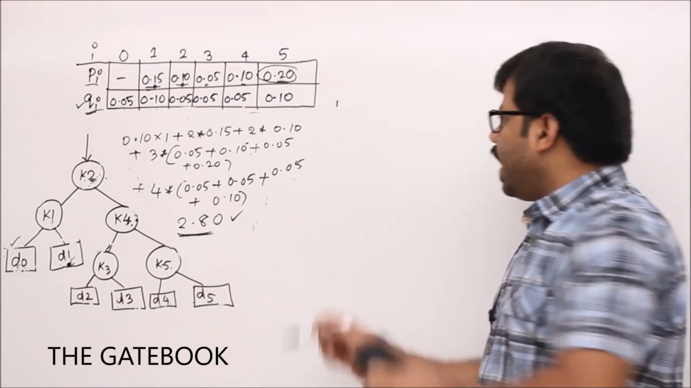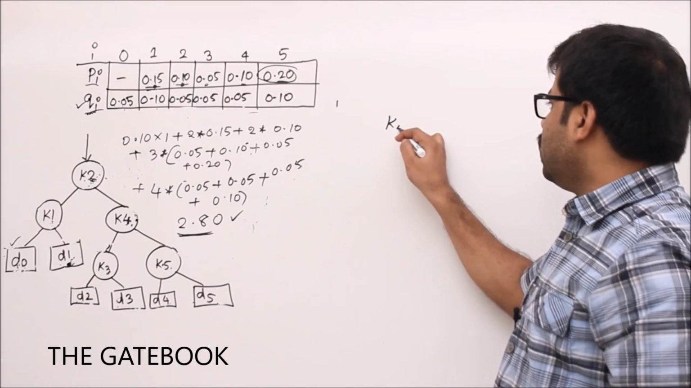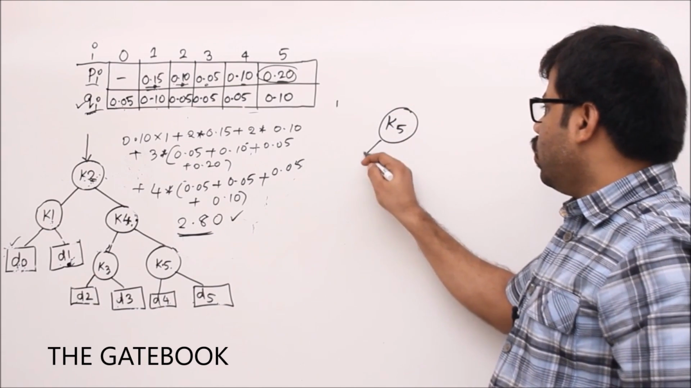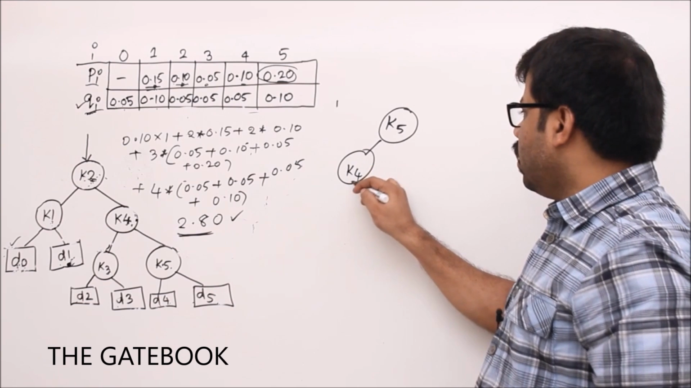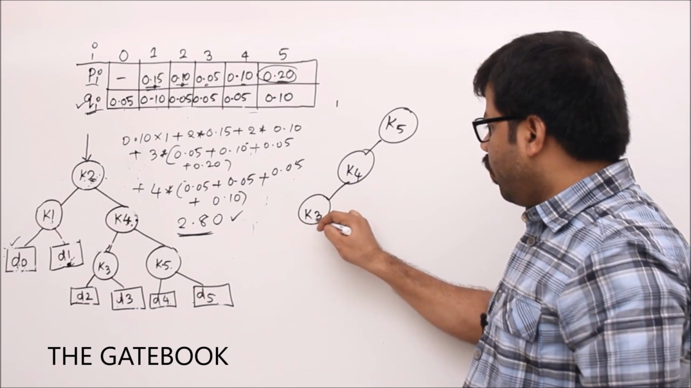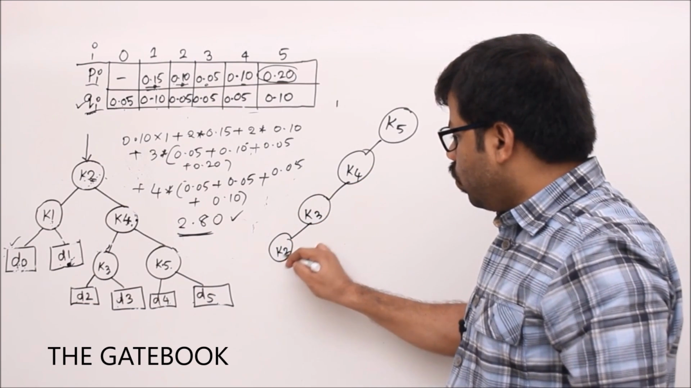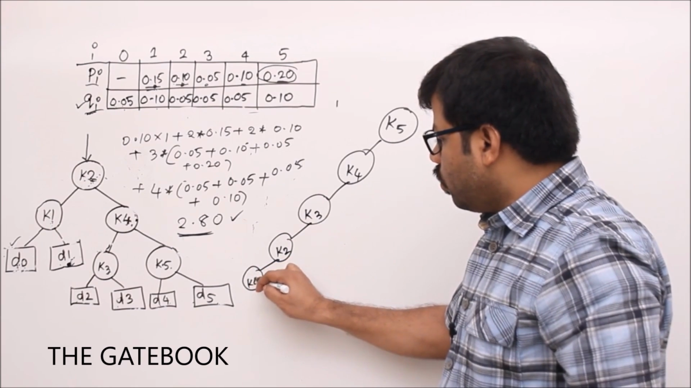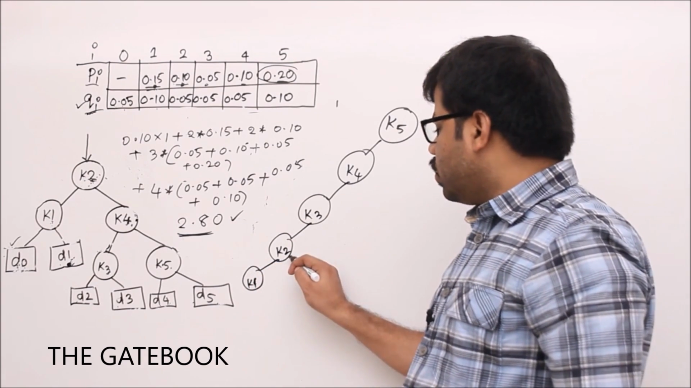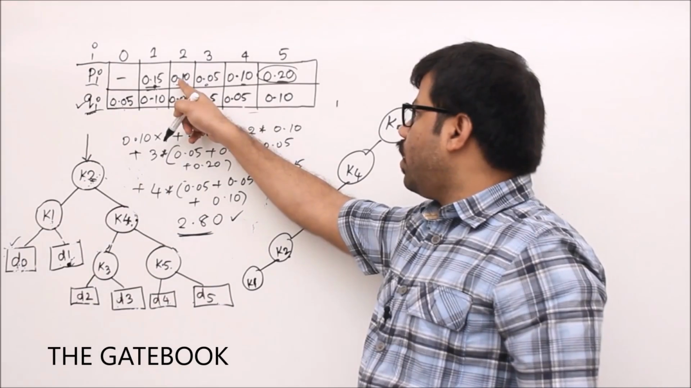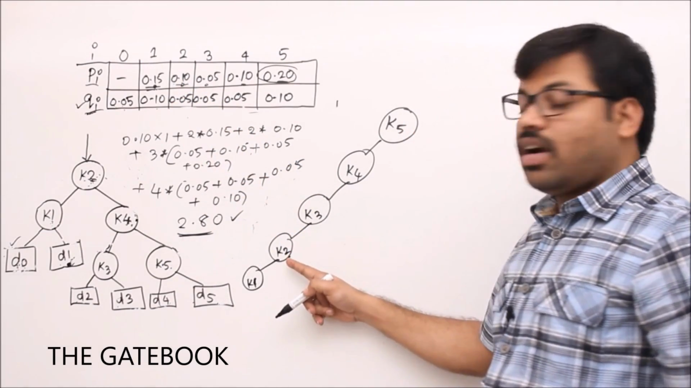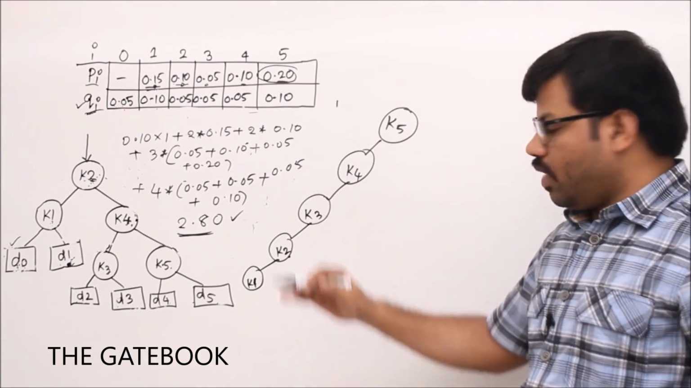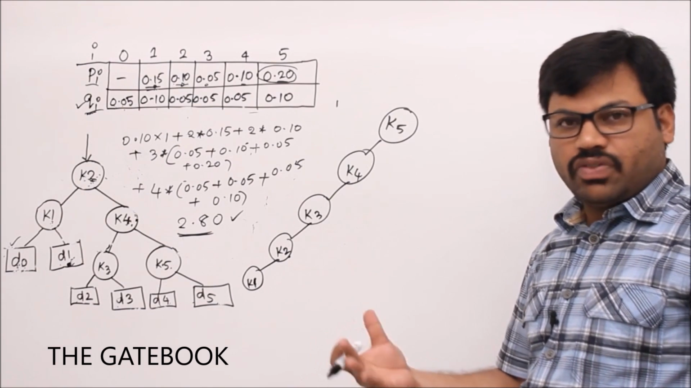So if I keep K5 here, what happens is automatically your binary search tree will be skewed, correct? Then that is a problem. K5, K4, K3, K2, K1. Then K2, see K2 also has 0.10 probability, but its cost is going to deeper levels. Maybe because of that the cost will be increased.